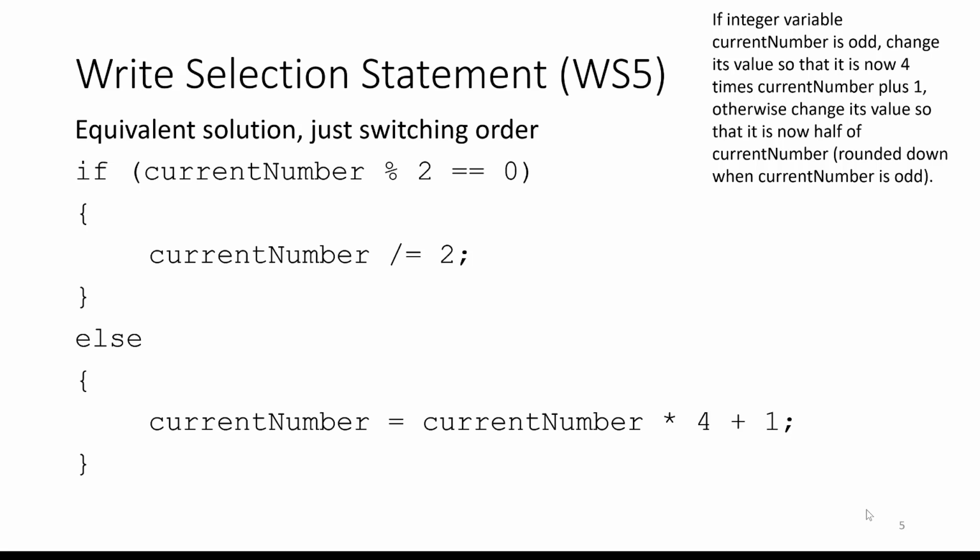Note that because there were only 2 branches and neither one was more restrictive than the other, we can also write this equivalent solution that just switches the order. Now instead of checking to see if the current number is odd, we check to see that it's even. And notice that the 2 clauses or actions are just reversed. This is an equivalent solution. That's the end of this worked example.